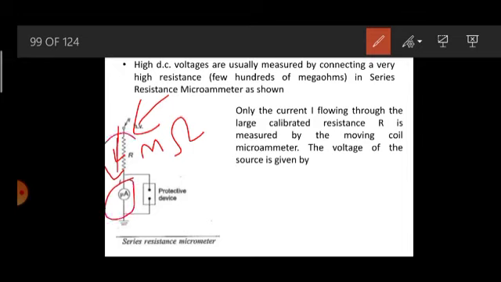In case this resistance fails, the current, instead of flowing through this, sees this direction, through the protective device, in order to save my device from getting damaged. Okay, so this is all about the series resistance microammeter.